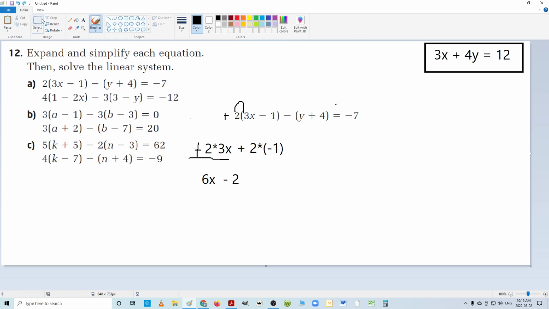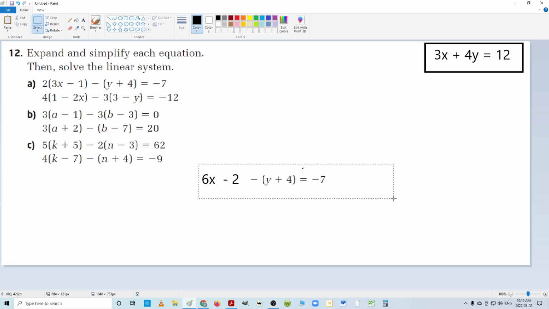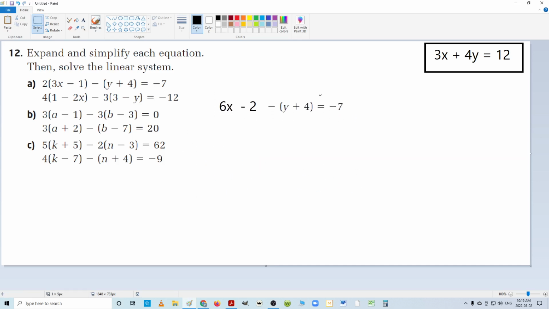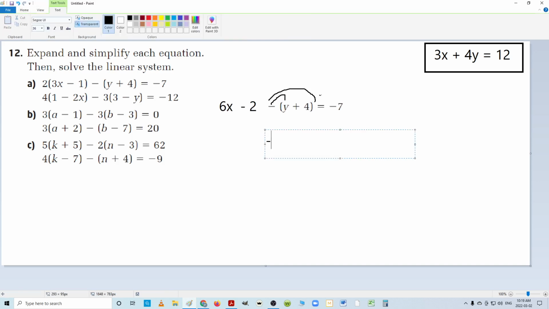But you might say, well, how do I do the rest? Okay, well, let's just bring it all down. We've got the first part solved, right? How do I solve this part? Well, you treat it as an independent. It's minus 1 times y and minus 1 times 4. So what's minus 1 times y?